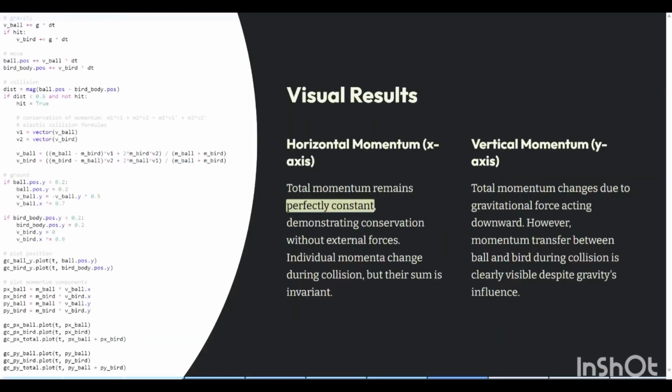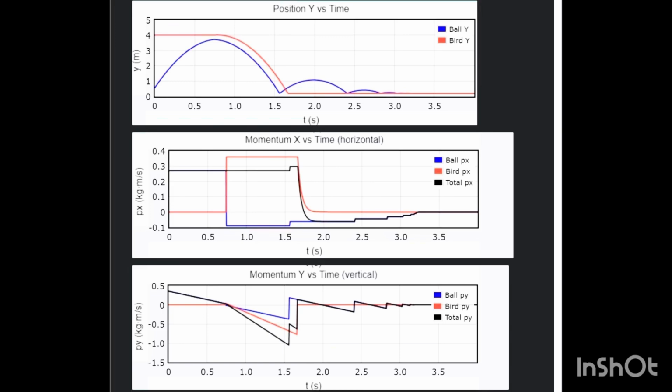For our results, the momentum graphs show the x and y components of momentum for both objects and for the total system. In the horizontal momentum graph, the collision is clearly visible at about 0.7 seconds, where the momentum of the ball and the bird suddenly changes. Even during this moment of impact, the total horizontal momentum stays constant, showing that the momentum is conserved in the x direction where no external forces act. The values before and after the collision match, which confirms the conservation principle.